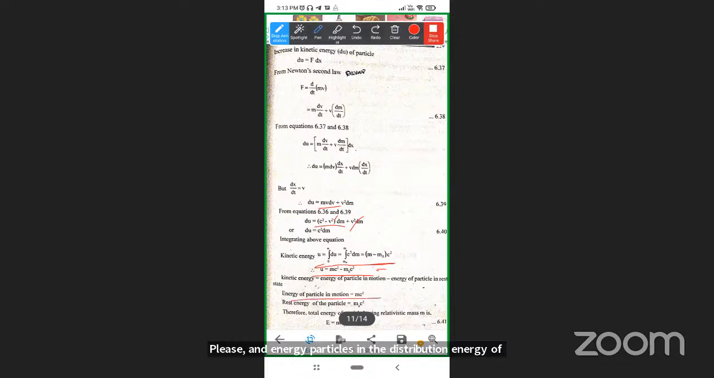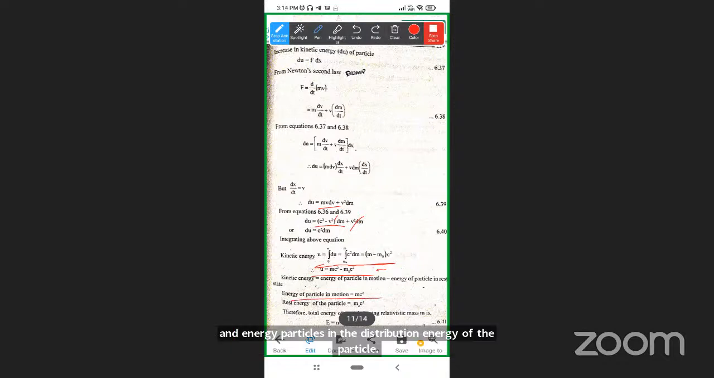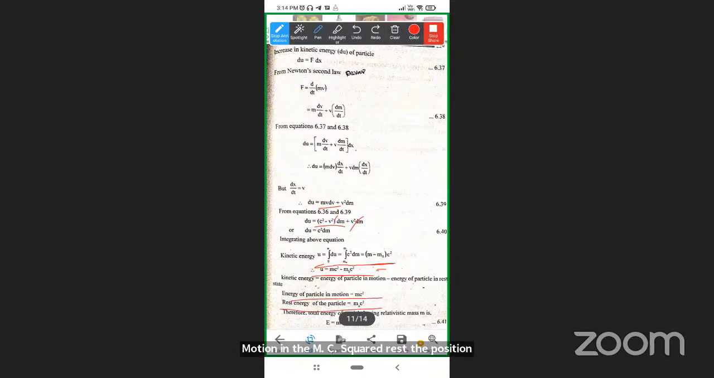The energy of the particle in motion is mc square. When in the rest position, the energy of the particle is m naught c square. So the total energy, taking energy as u, is the total energy of the particle having relativistic mass m, that is u equal to mc square minus m naught c square.